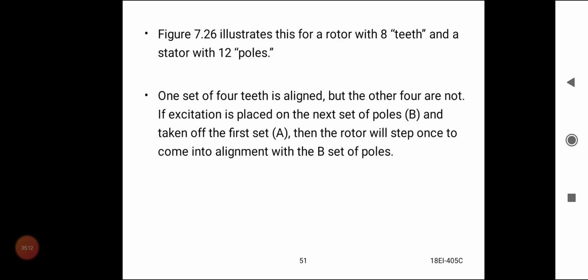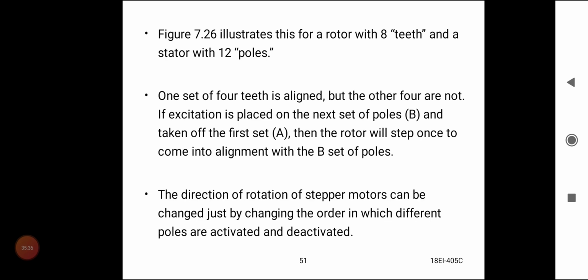The stator is stationary, the rotor is movable. One set of 4 teeth is aligned, but the other 4 are not. If the excitation is placed on the next set of poles B and taken off the first set A, then the rotor will step once to come into alignment with the B set of poles. The direction of rotation of the stepper motor can be changed just by changing the order in which different poles are activated and deactivated.